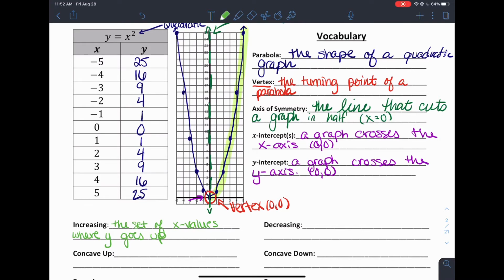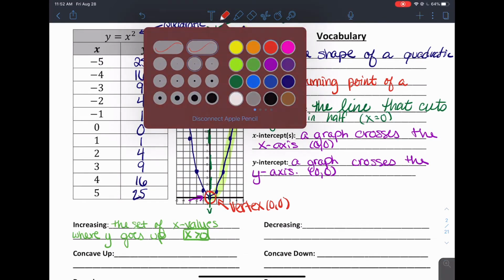And I say to myself, what numbers is that? Well, it's all of the numbers greater than 0 that do that. So it's for when x is greater than 0. It's to the right of the vertex, and that vertex is at 0, so it's when x is greater than 0.